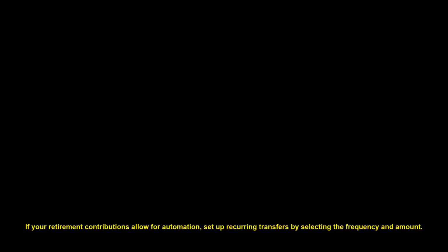If your retirement contributions allow for automation, set up recurring transfers by selecting the frequency and amount. After configuring your transfer settings, review all details carefully to avoid errors. Once everything is confirmed, submit your transfer request. You will receive a confirmation message once your transfer is successfully submitted.